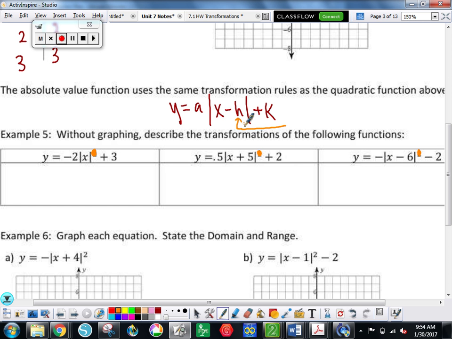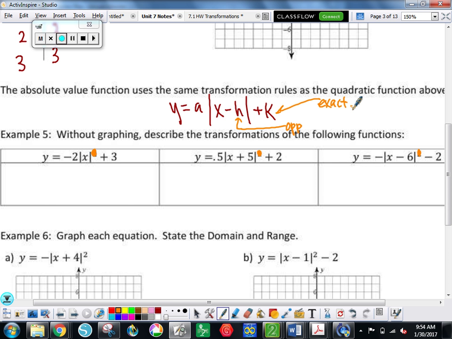This is still opposite. This is still exact. It's exactly the same thing. The only difference is the shape. So the absolute value doesn't change the movement, it just changes the shape of the graph.